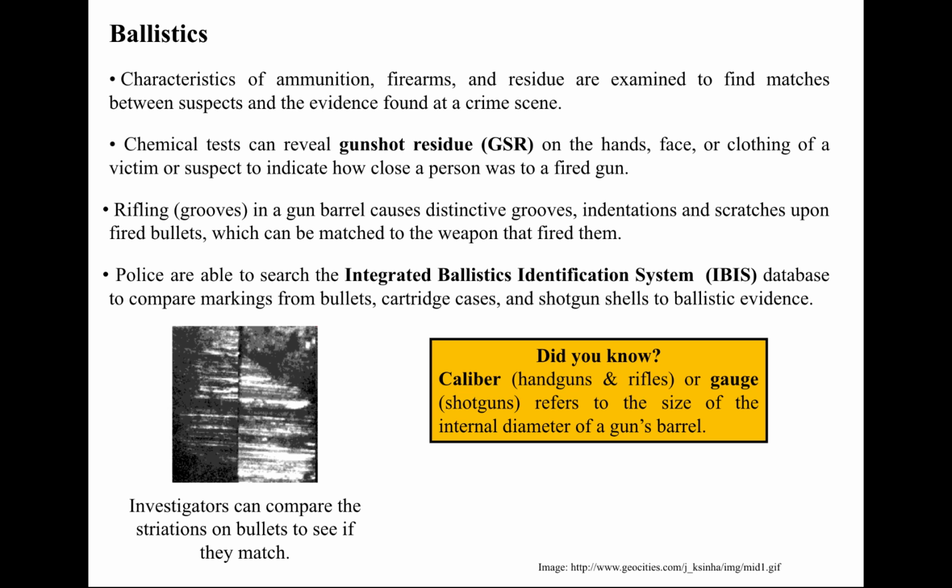Police are able to search an integrated ballistics identification system, IBIS. This is a database that compares markings from bullets, cartridge casings, and shells to ballistic evidence. You can see some examples of these marks on a bullet, and you're usually going to need a microscope to look at this stuff. When you hear the word caliber or gauge, what that refers to is the size of the diameter of a gun's barrel. Guns are classified by caliber or gauge.